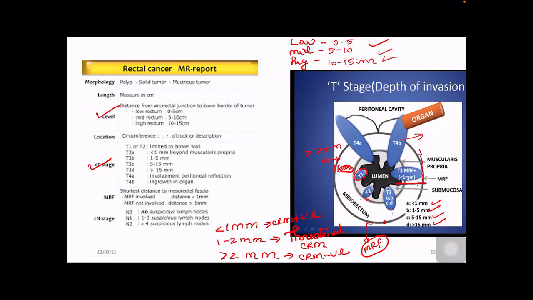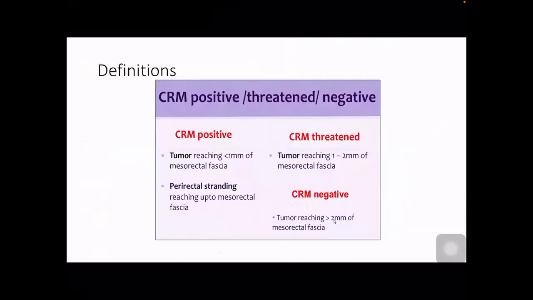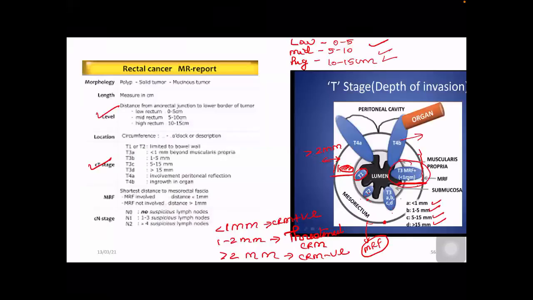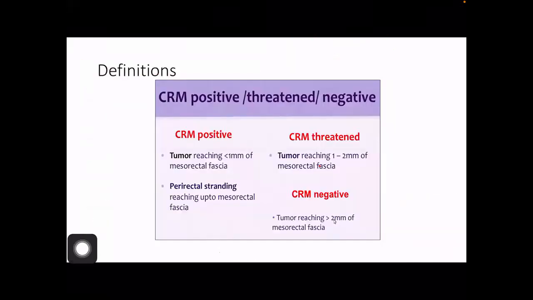Yes, sir. So the CRM is very important in rectal cancer. That's why I'm telling you very easily. This is the nutshell. Even if you have not understood that picture, remember: the tumor reaching less than 1 mm of mesorectal fascia, like in this diagram, is CRM positive. Threatened, as I said before, is 1 to 2 mm. CRM negative means like this lesion, more than 2 mm. This is the important definition which you must remember.